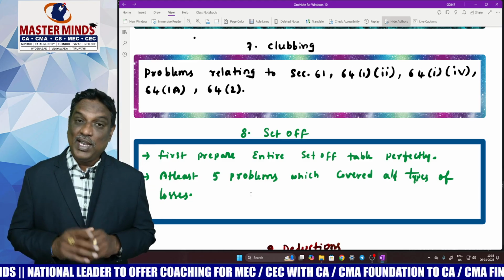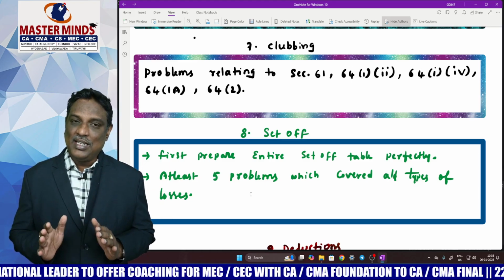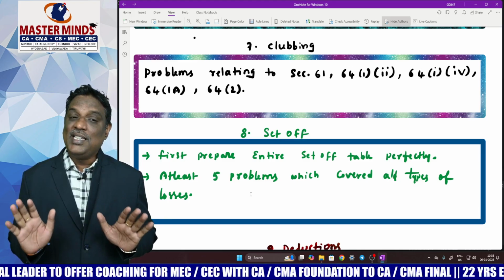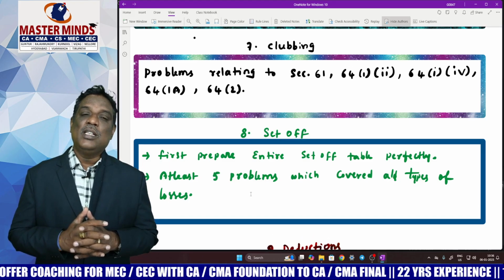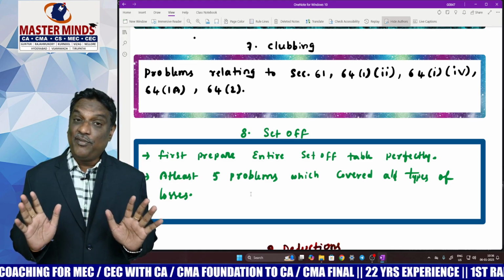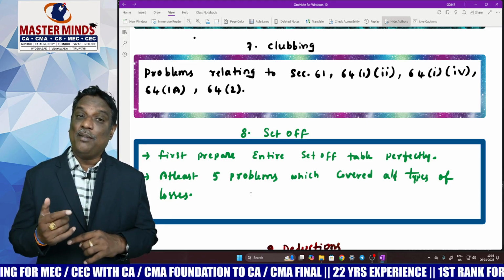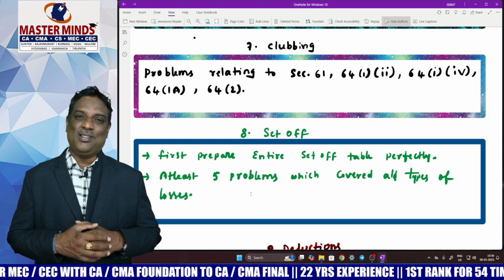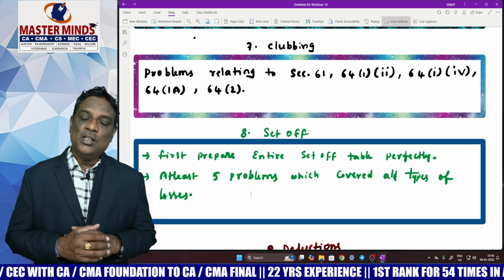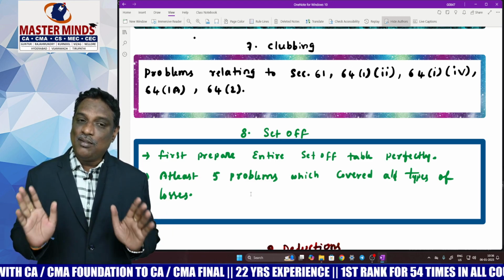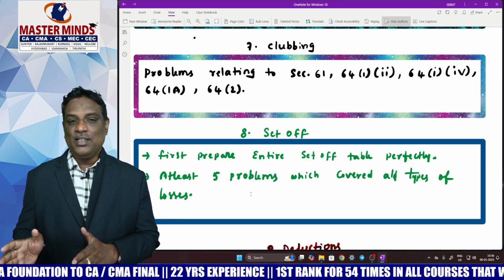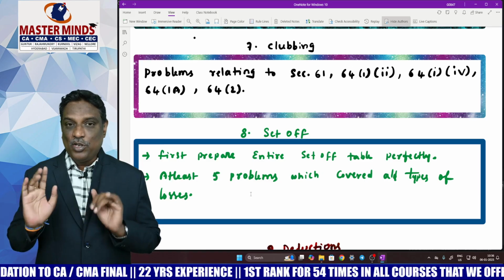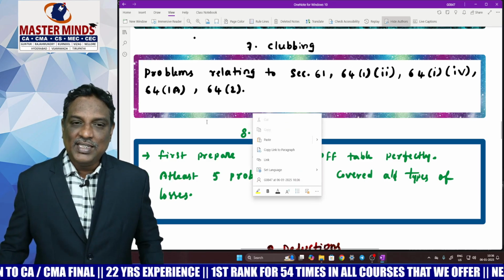Okay, important. After that, it is better to prepare all the CRD problems in your material. Set off is the most important chapter, even when compared to the clubbing chapter. So don't skip this chapter. Compulsorily you need to prepare at least the CRD problems. Okay, important.